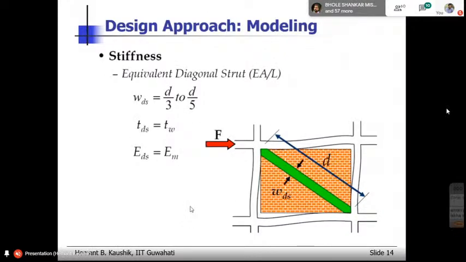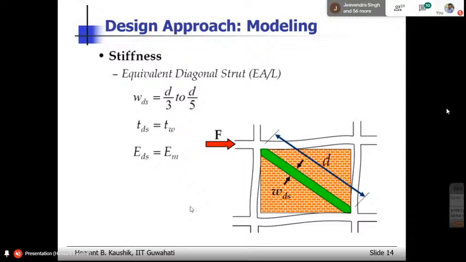All right. So assuming that now we have some confidence in the equivalent diagonal strut modeling, and we know why we model the infill wall using this modeling technique, let us see how we consider different parameters. So what is the role of this diagonal strut? The first role is to impart realistic stiffness to the frame, because we know when the infill wall is provided, it increases the stiffness. The second thing that it does is increase the lateral strength. So we have to model the strength of the infill wall.